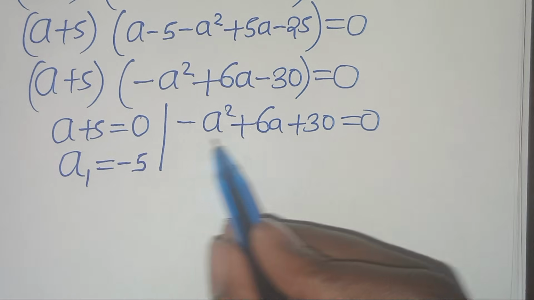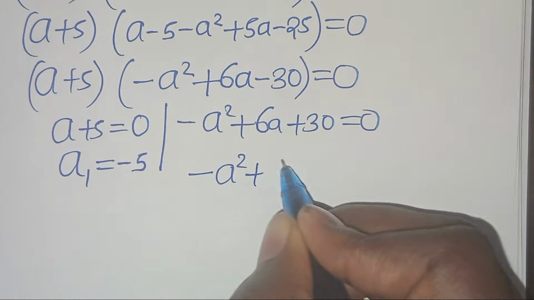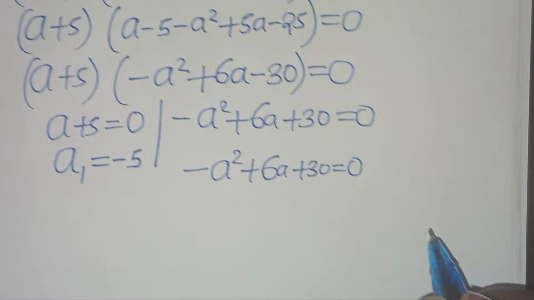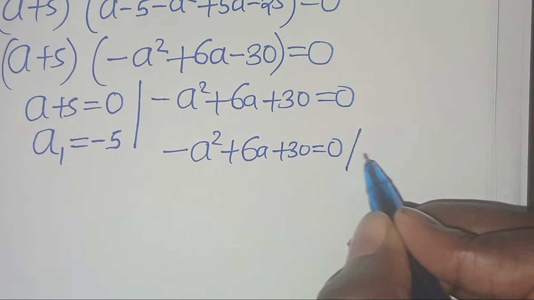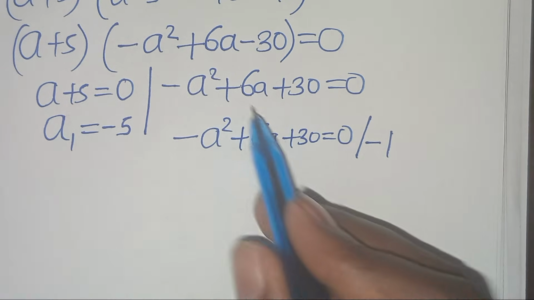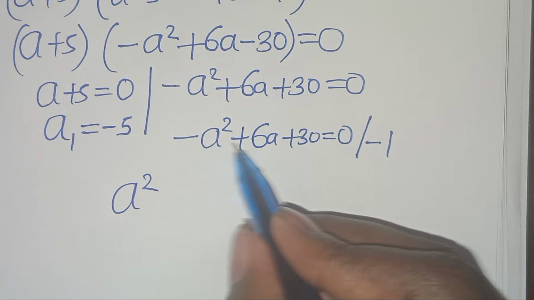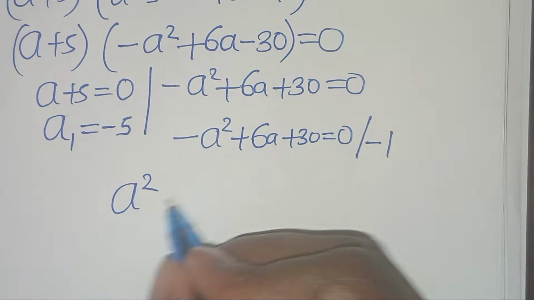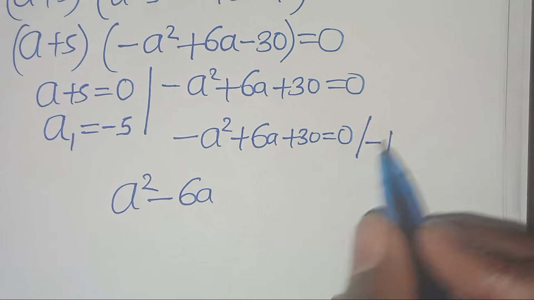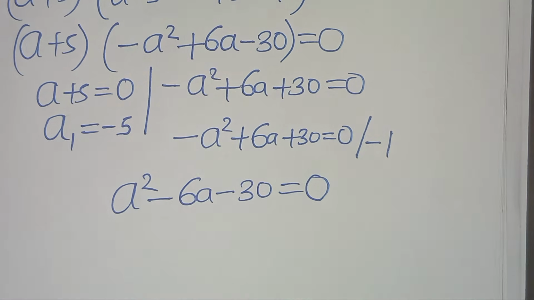The second part here is a quadratic equation, which is minus a squared plus 6a plus 30, equal to 0. So let's divide both sides by minus 1, so that now we have minus a squared divided by minus 1, this is a squared, then plus 6a divided by minus 1, this is minus 6a, then plus 30 divided by minus 1, this is minus 30. This is equal to 0.